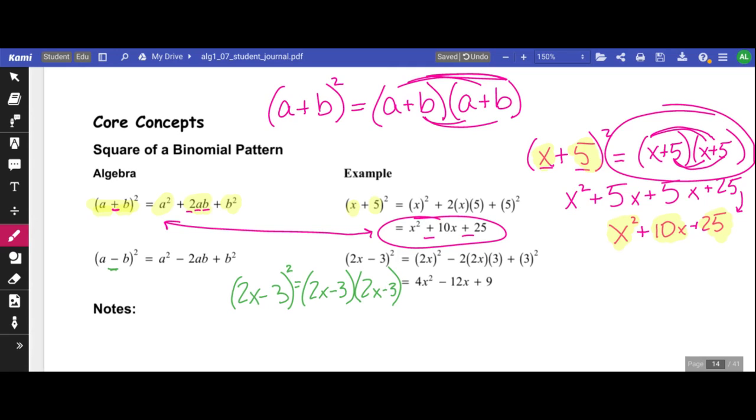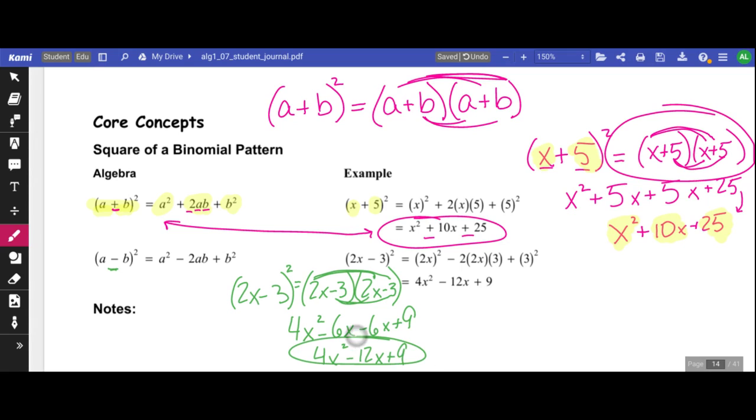So again, I could FOIL it out. First, I've got 4x squared. Outer, 2x times negative 3, so negative 6x. Inner, negative 3 times 2x, that's negative 6x. And then last, negative 3 times negative 3, get positive 9. Get 4x squared minus 12x plus 9.